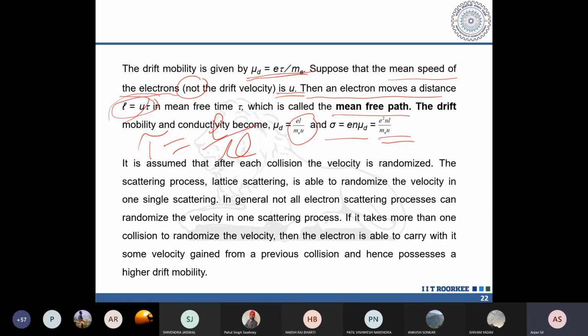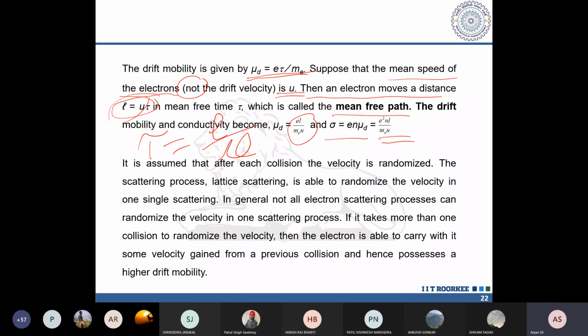Now in this equation what you have done is you tried to replace the mean free time tau by the mean free path. You understand? Mean free path. So, is it clear? Can you respond? Yes, sir. Okay. So simply the equation you are deriving one after the other, that's all.